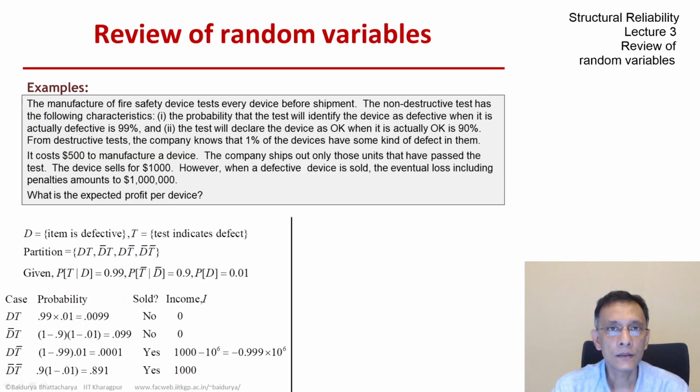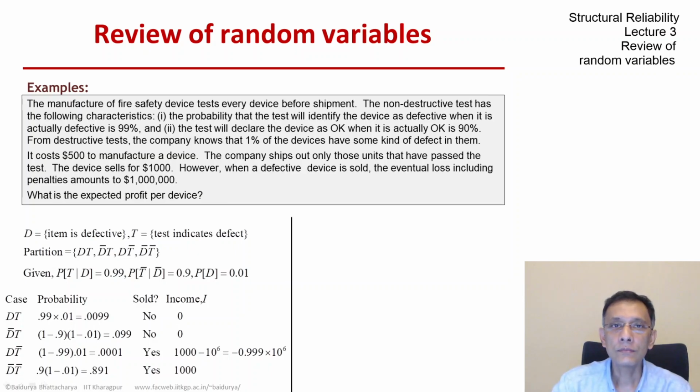In the last two cases, when the test does not indicate the item is defective, actually the test indicates the item is okay, then it's shipped out. Now, if it's defective, then there's a problem, because the income is the sale price, but eventually there will be penalties, so there's a lot of negative value there. And the ideal case, the one that the company always looks for, is the D bar T bar, and that is the item is sold and no problem. $1,000 is earned.